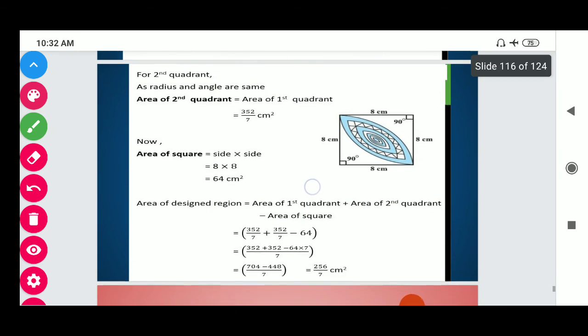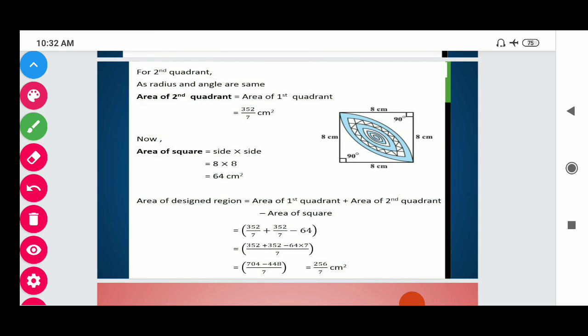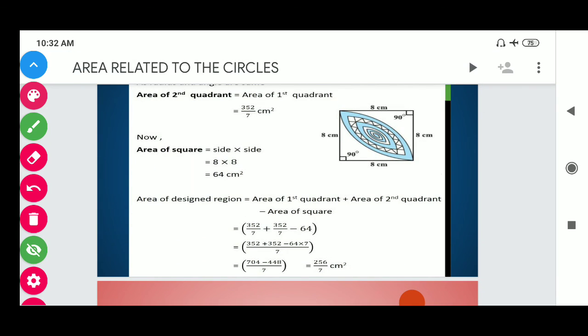In the same way, this is the area of the second quadrant. Area of square will be square of side, and side is 8. So we get 64 square centimeter. Now we find the area of designed area. This will be area of first quadrant plus area of second quadrant minus area of square. Students, if we add the area of two quadrants, and we need only the designed area, so if we subtract the complete area of square, then we get this repeated designed area. So in this way we get the answer 256 over 7 square centimeter.